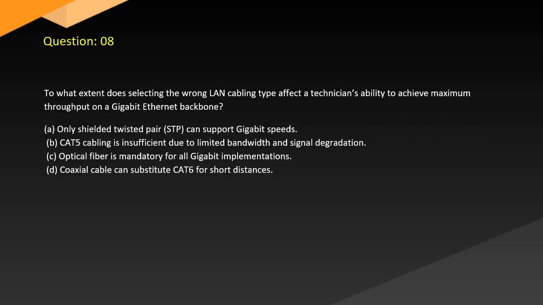Question 8. To what extent does selecting the wrong LAN cabling type affect the technician's ability to achieve maximum throughput on a gigabit Ethernet backbone? A. Only shielded twisted pair, STP, can support gigabit speeds. B. Cat5 cabling is insufficient due to limited bandwidth and signal degradation. C. Optical fiber is mandatory for all gigabit implementations. D. Coaxial cable can substitute Cat5 for short distances.